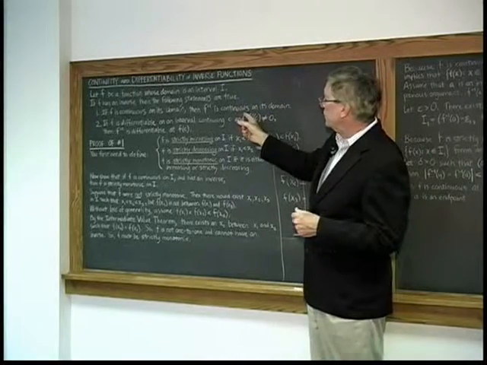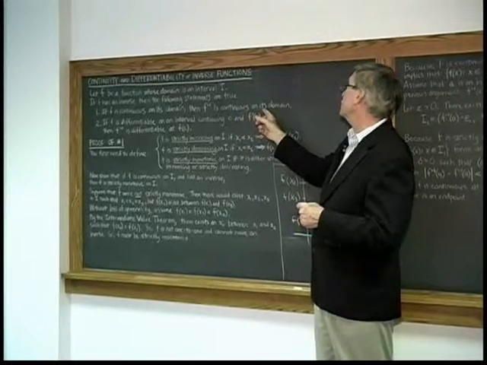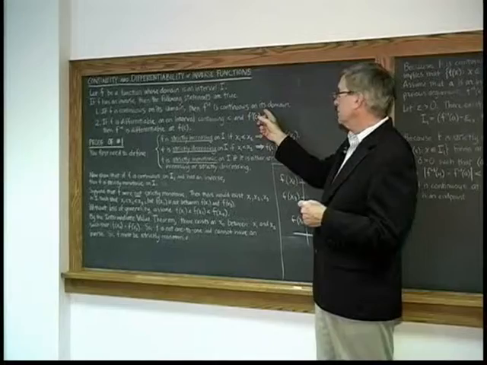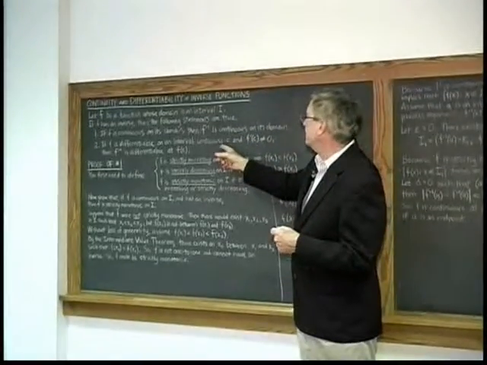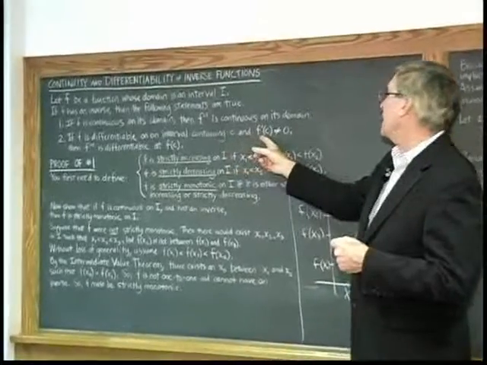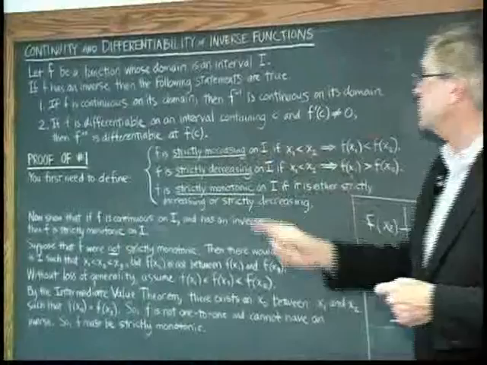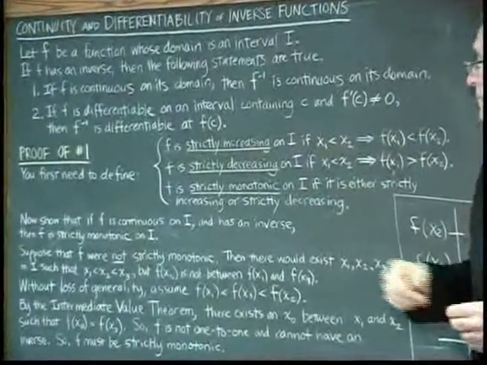The first statement says that if f is continuous on its domain, then f inverse is also continuous on its domain. And the second part says that if f is differentiable on an interval containing c, and f prime of c is not equal to 0, then f inverse is differentiable at f of c.